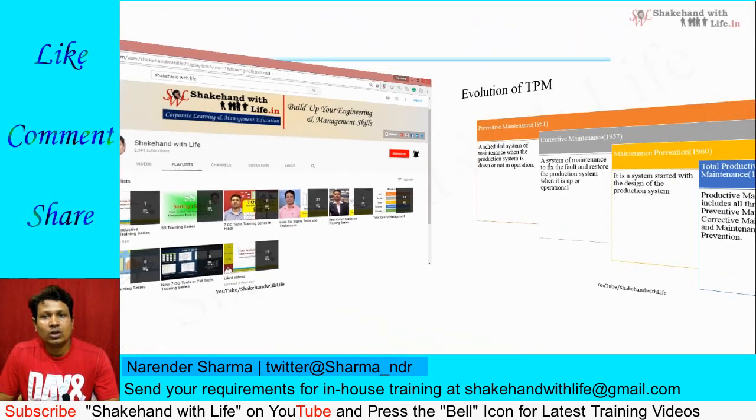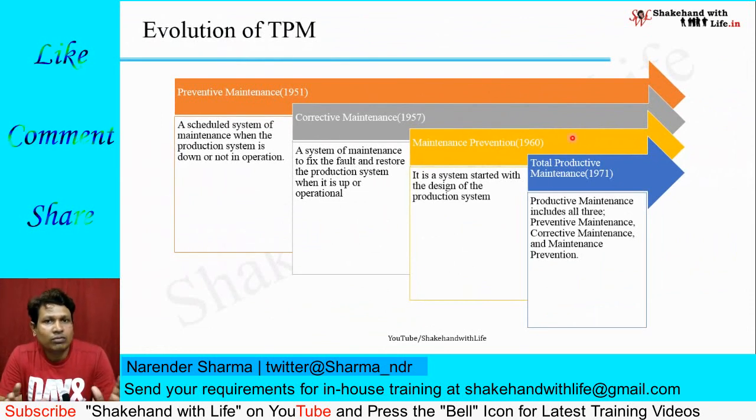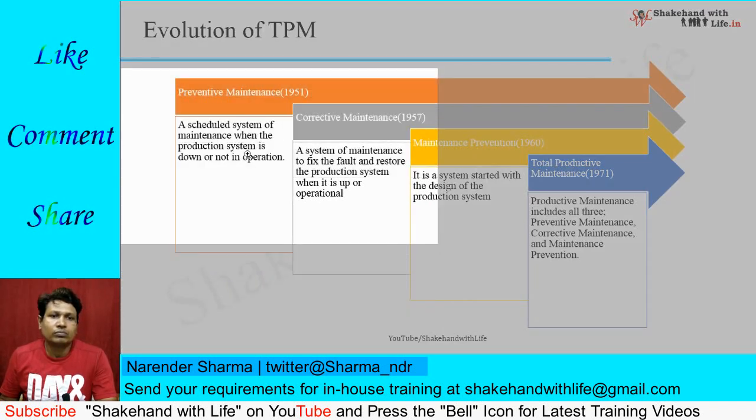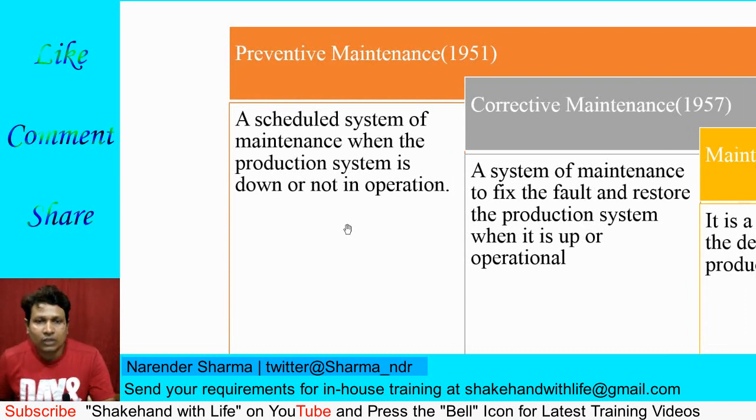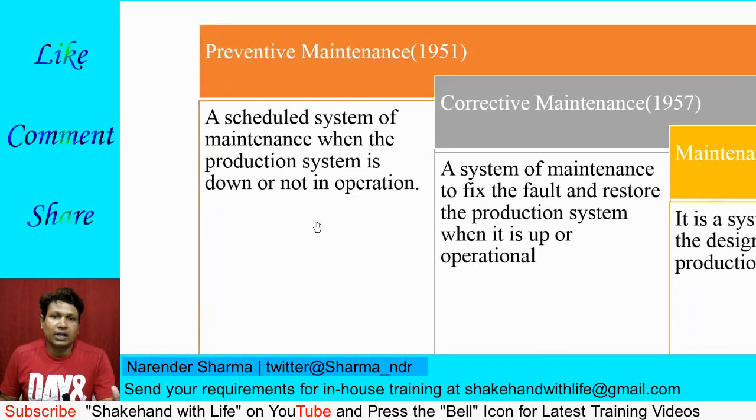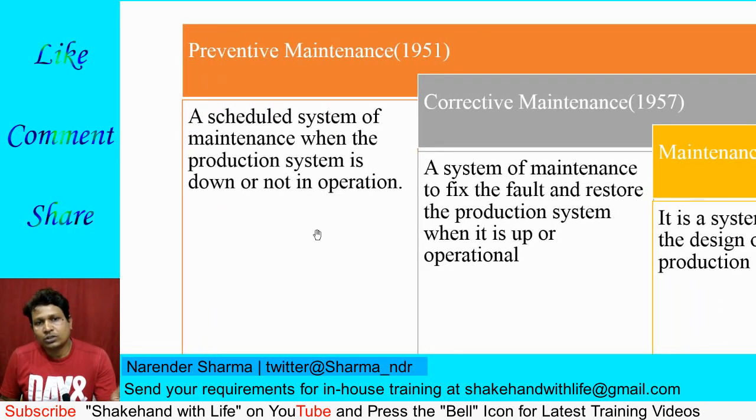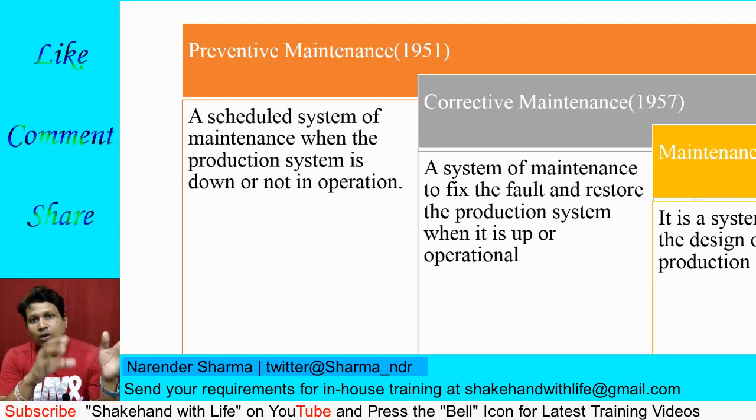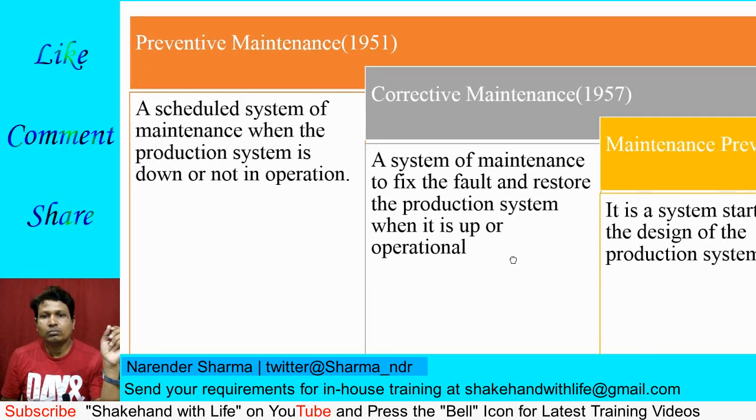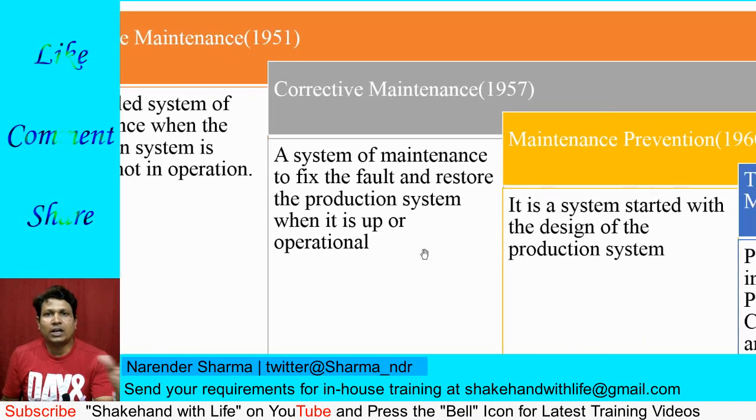So starting with the evolution of the TPM, the evolution chart of the TPM. The evolution of TPM starts right from preventive maintenance in 1951. Preventive maintenance is a scheduled system of maintenance when the production system is down or not in operation. Then corrective maintenance came in 1957.